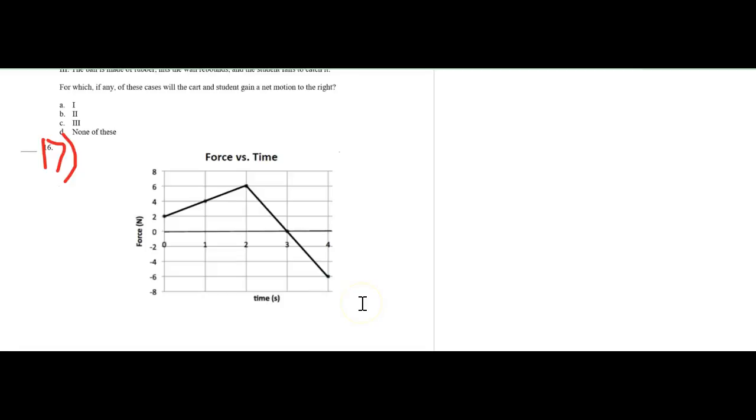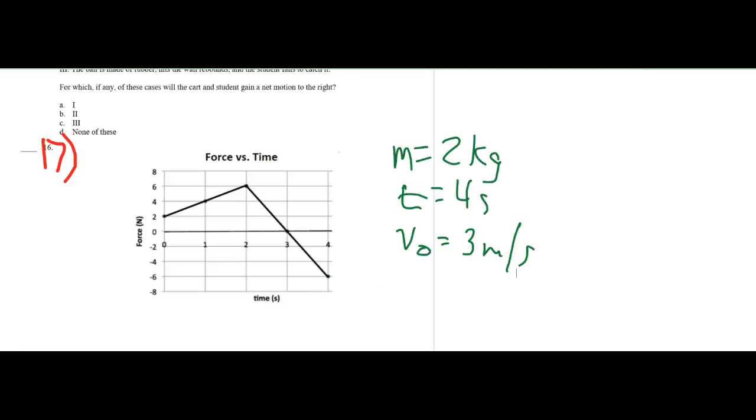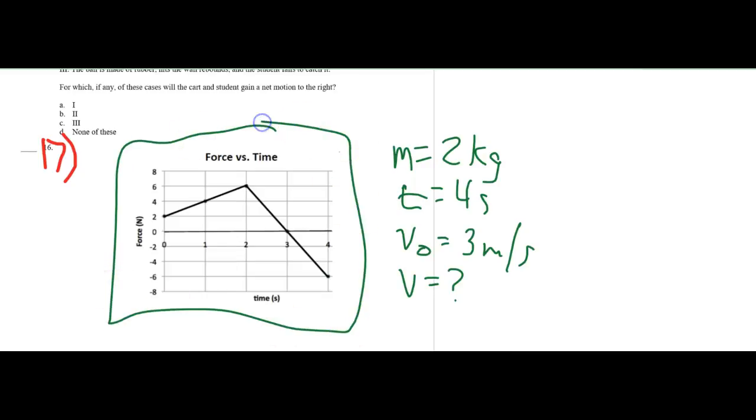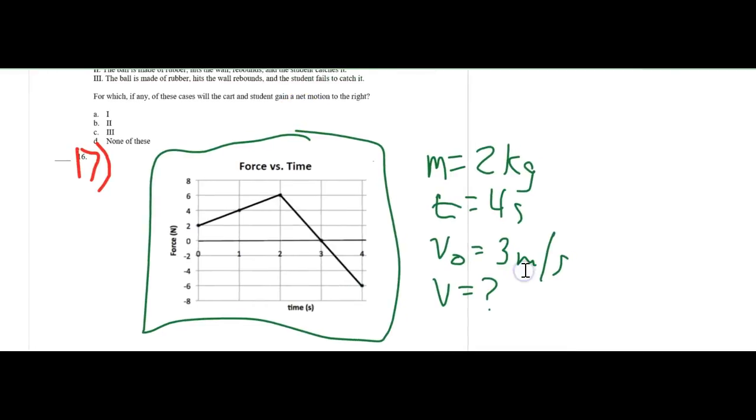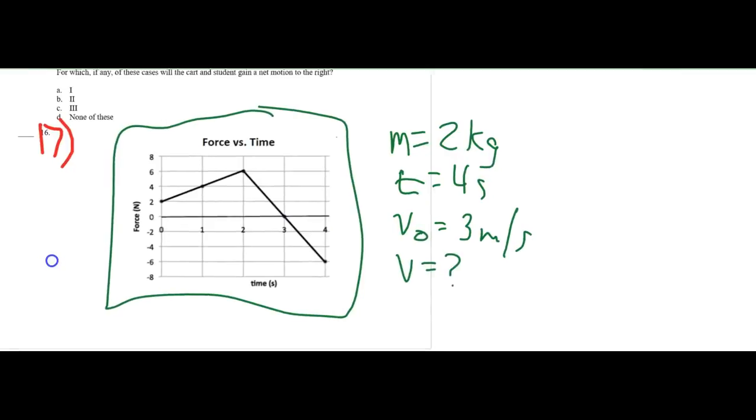This next problem, we're going a little out of order, so I'm missing some information here. In this problem, here's the information we're given. It wants to know, for a 2 kilogram mass, as this diagram happens at 4 seconds, what is the final velocity of the 2 kilogram mass after 4 seconds? And it starts off at 3 meters per second.